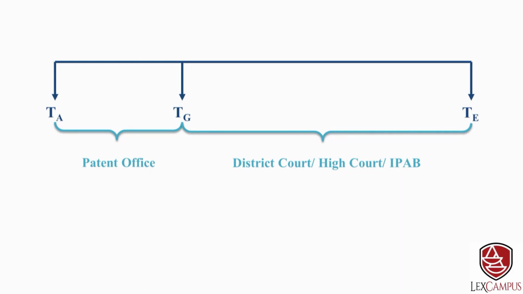Now, the events that happen between TA and TG normally happen at the patent office, and the events that happen between TG and TE, that is the time of grant and time of expiry, could happen before the district court, before the high court, or before the IPAB, that is the Intellectual Property Appellate Board, the board that sits in appeal over decisions of the patent office.